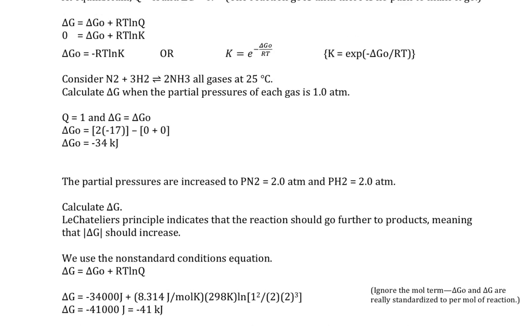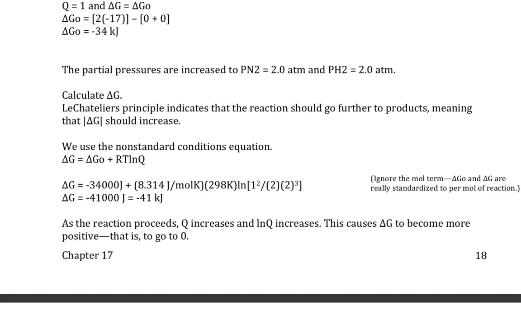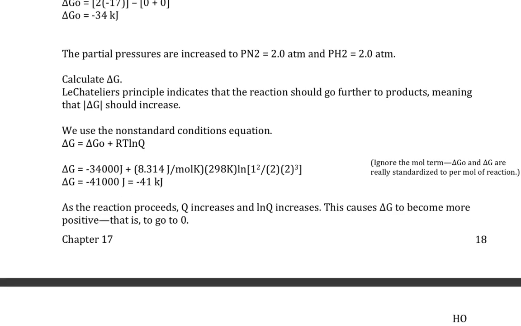Delta G is equal to delta G naught plus RT ln of Q. We calculated delta G naught just above to be negative 34 kilojoules, or negative 34,000 joules. I converted to joules because R, which is 8.314 joules per mole Kelvin, has the unit joules in it, so I had to be consistent. So we have negative 34,000 joules plus 8.314 joules per mole Kelvin times the temperature in Kelvin, 298 Kelvin, times the log of Q, which is, let's get our reaction back here.